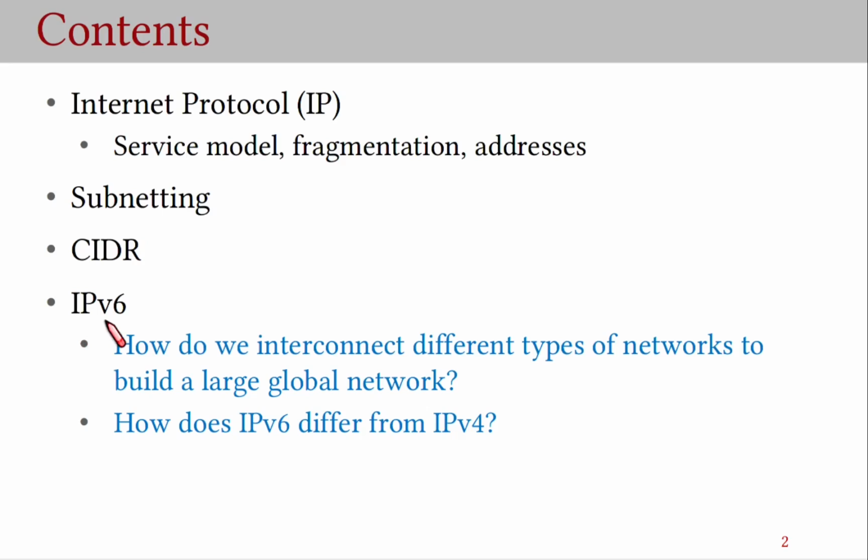So by the end of this video, you would have at least some intuition about how we interconnect different types of networks to build a large global network. And besides knowing about IP version 4 primarily and the topics of subnetting and CIDR, you would also know how IP version 6 differs from IP version 4.